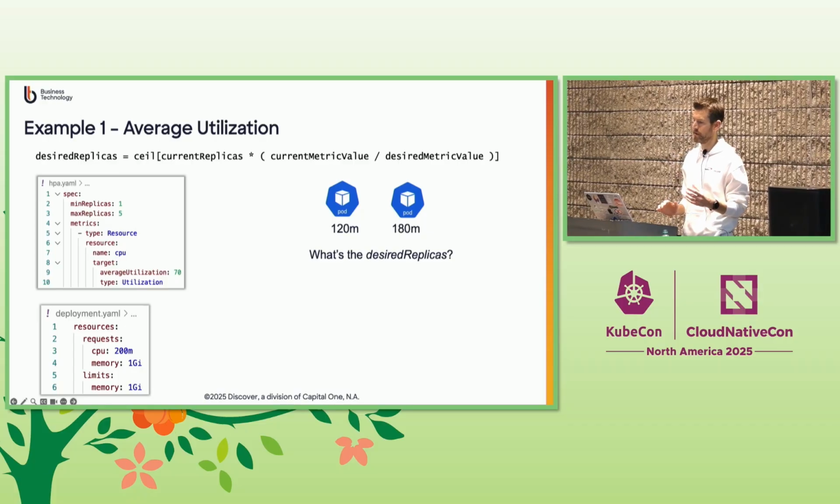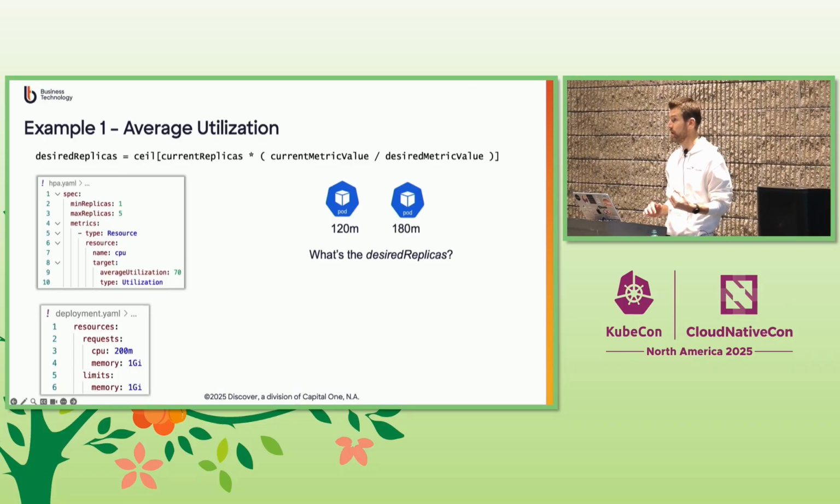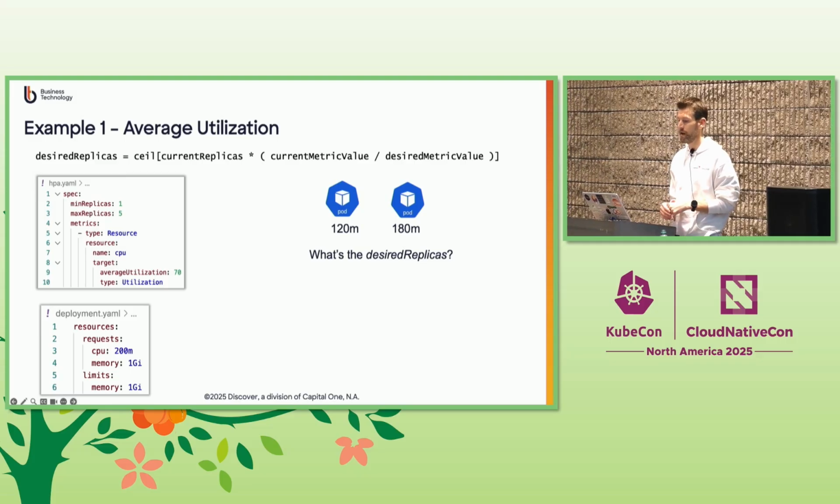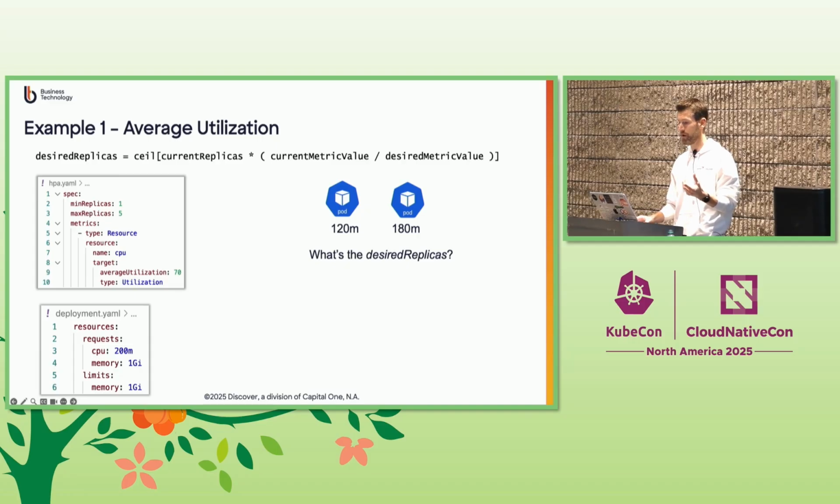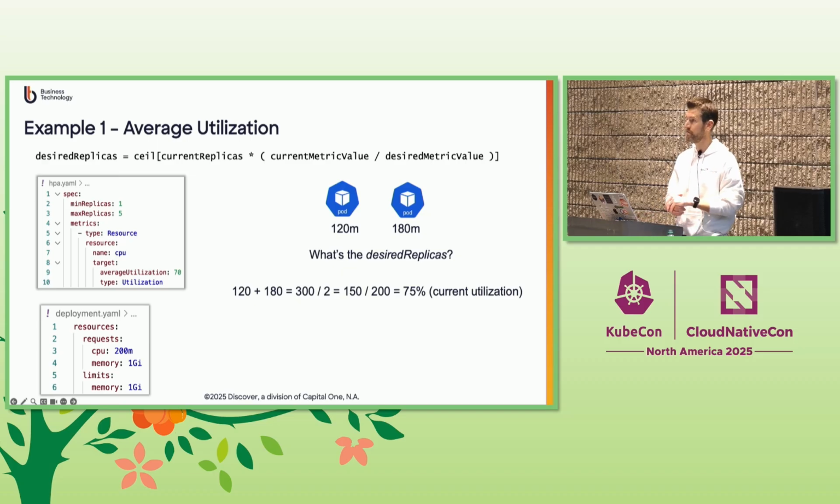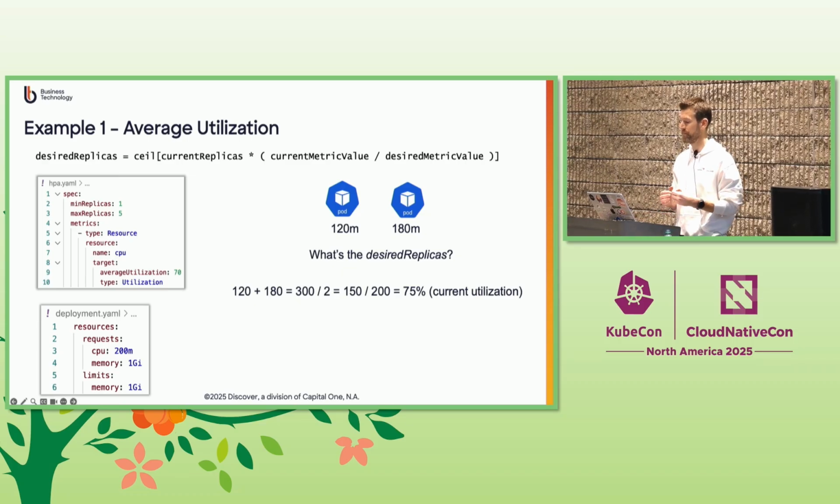First one, average utilization. Let's say that I've defined my HPA with a 70% average utilization as my target. And then in my deployment specification, if I have a resource request of 200 millicores of CPU, if I currently have two pods running with 120 and 180 millicores of CPU, what will be my desired replicas? So if I add those two together and divide by 2, I get 150. Now, if I divide that by 200, which is my CPU request, I get 75% as my current utilization. I divide that by my target of 70, that gives me 1.07. So this is within that 1/10 tolerance of 1, therefore my replicas would stay at 2.